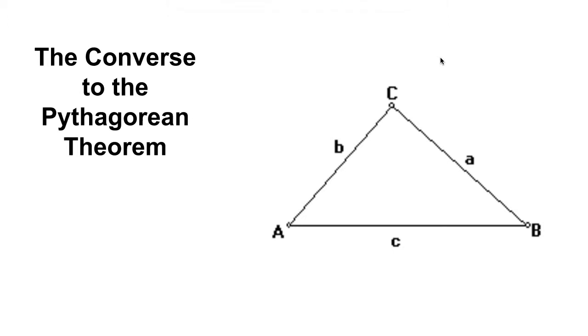Okay, so we're going to talk about the converse to the Pythagorean theorem. I need you to remember that the side length of c in a squared plus b squared equals c squared is always the hypotenuse of the right triangle.